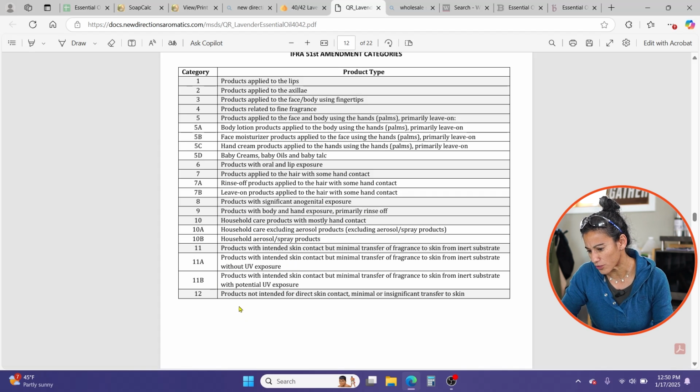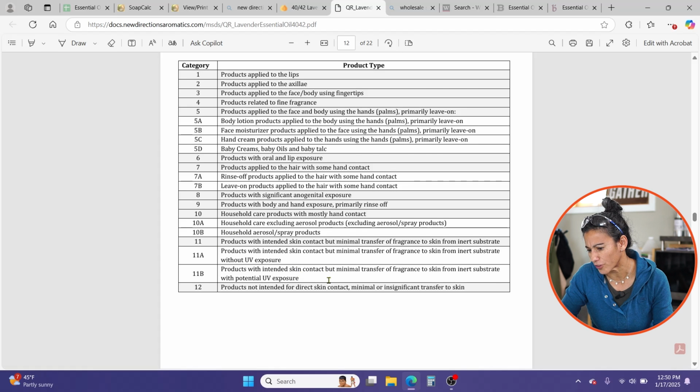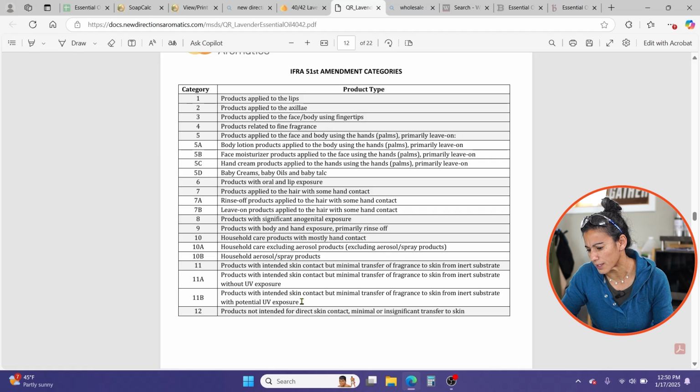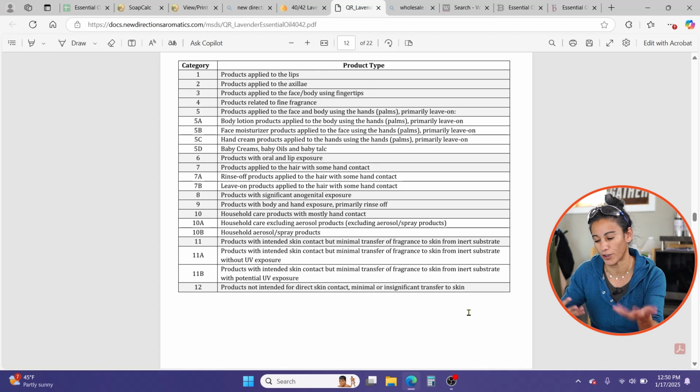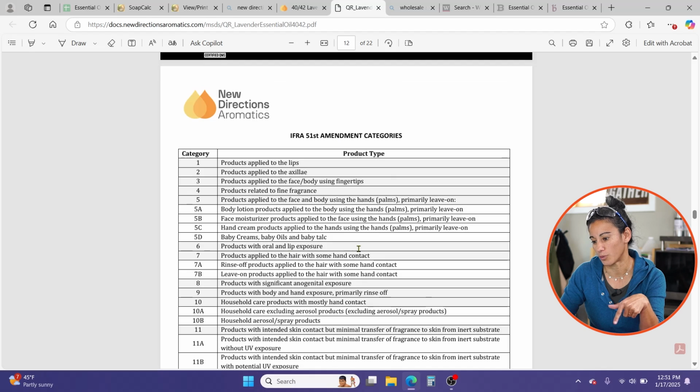Similarly, I think candles are down here somewhere. Yeah, somehow, I'm not sure which one is candles. There's some other, you know, the one that doesn't have any, here it is, number 12, I think. Products not intended for direct skin contact. Okay, so those would be candles. Now, massage candles wouldn't fall into this category, which massage candles are a thing. I've never used one, but apparently they used to be big and they're kind of fun. So anyway, this is where you want to look for your particular product, whatever it might be.